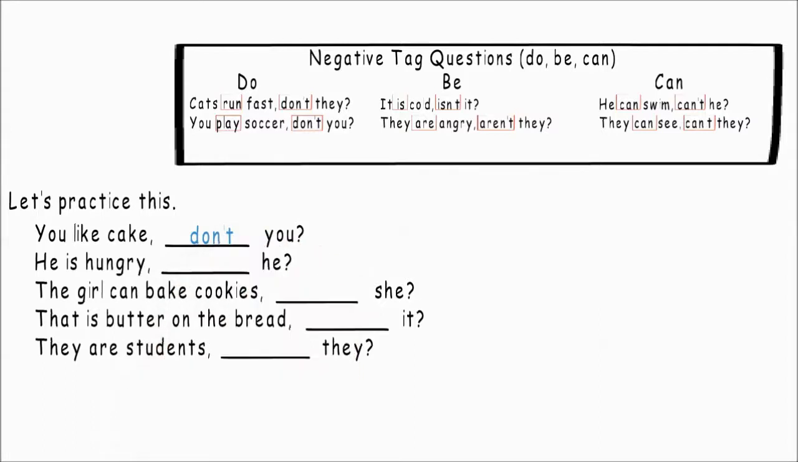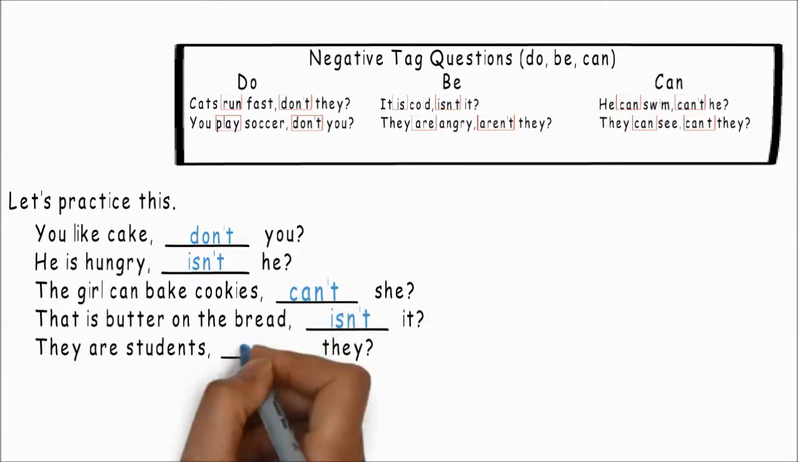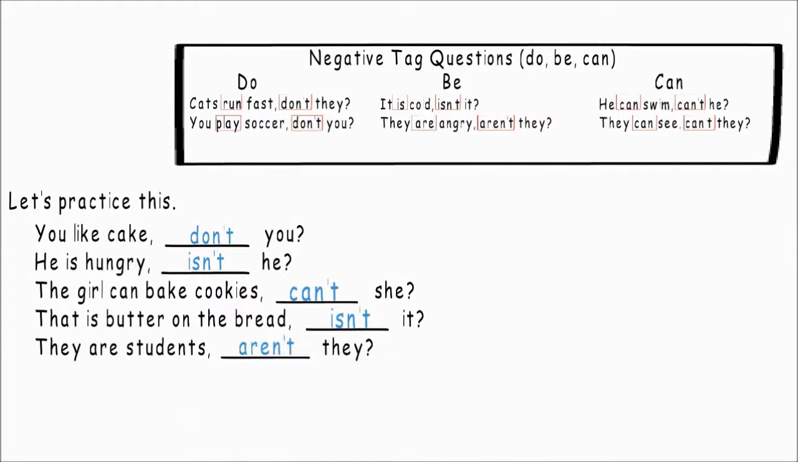You like cake, don't you? He is hungry, isn't he? The girl can bake cookies, can't she? That is butter on the bread, isn't it? They are students, aren't they? Good job.